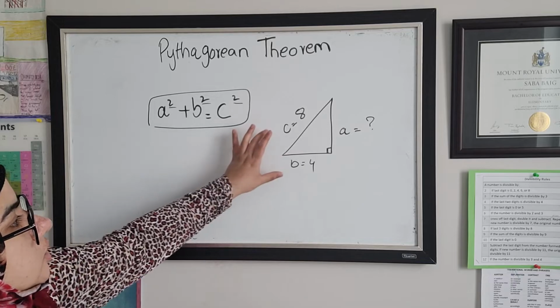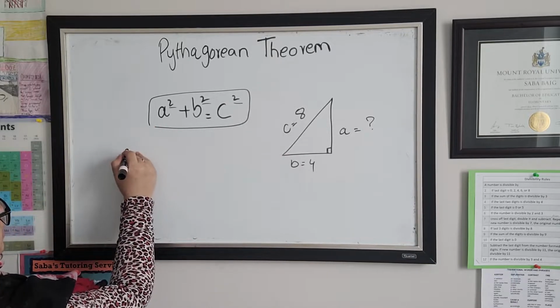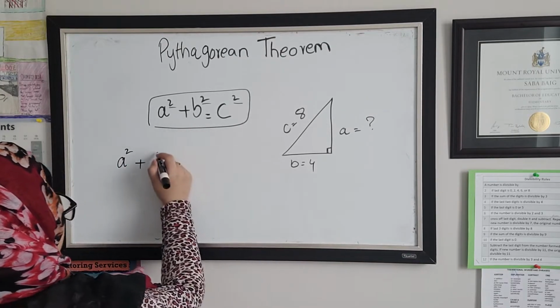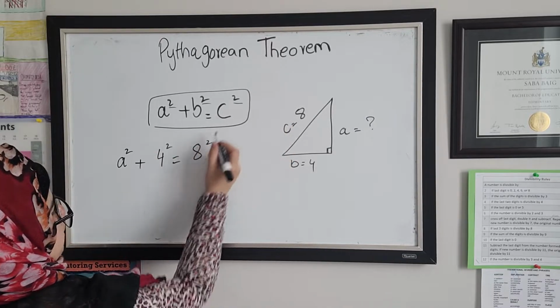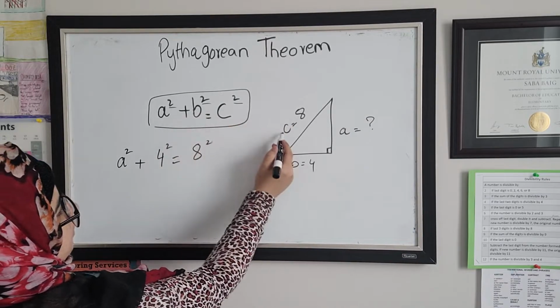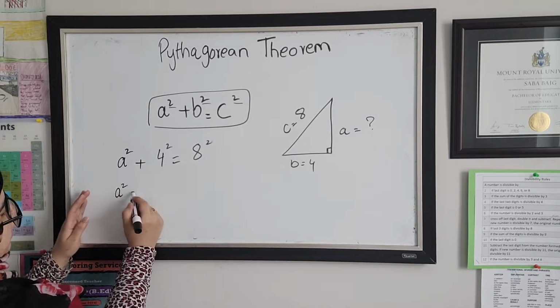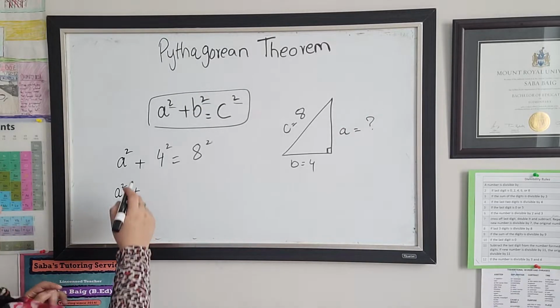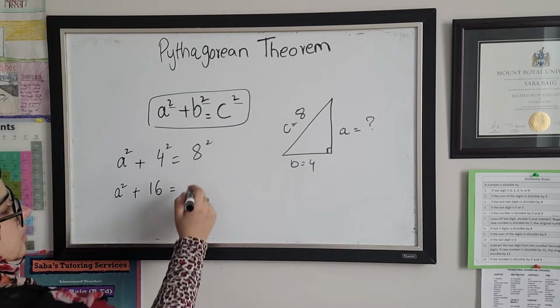Now I'm going to insert these values in my formula. A squared, A is missing, so I'll keep it as is, plus b squared, so 4 squared, equals c squared, so 8 squared. So I'm replacing the variables, the letters, with the values. Now I'm going to keep solving it. What does 4 squared mean? 4 times 4, not 4 times 2. So 4 times 4, 16, equals 8 times 8, 64.